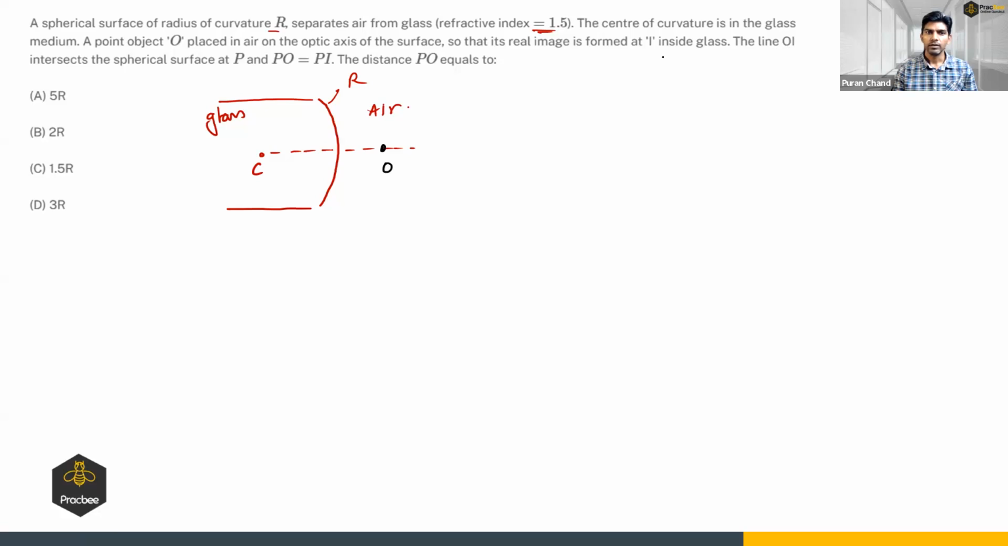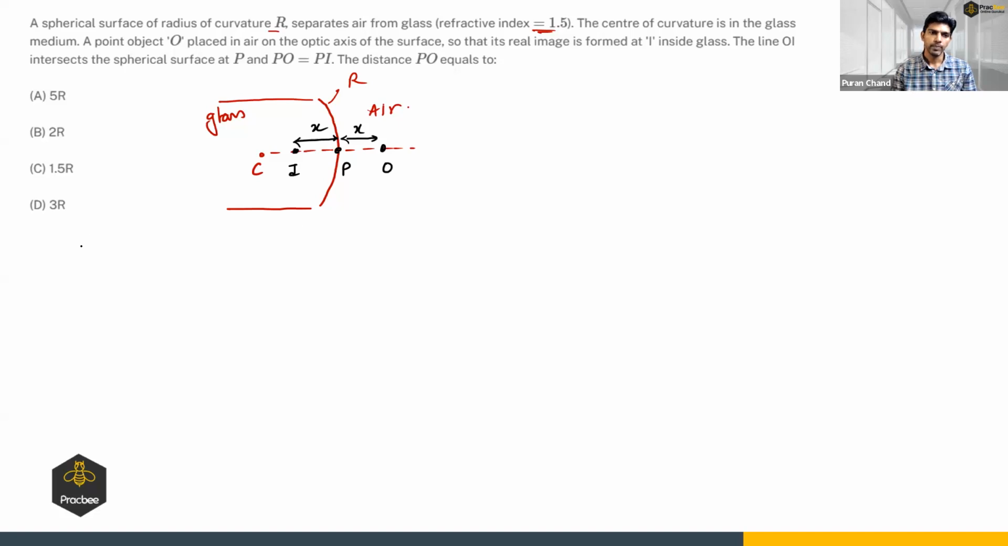The line OI intersects the spherical surface at P, and PO is equal to... okay, right. So let us say this is the image and this is P, and these two distances are equal, right? So if this is X, this is also X. And we have to find X, right?